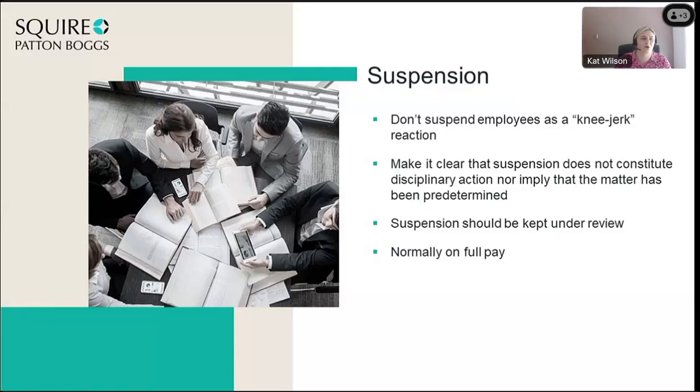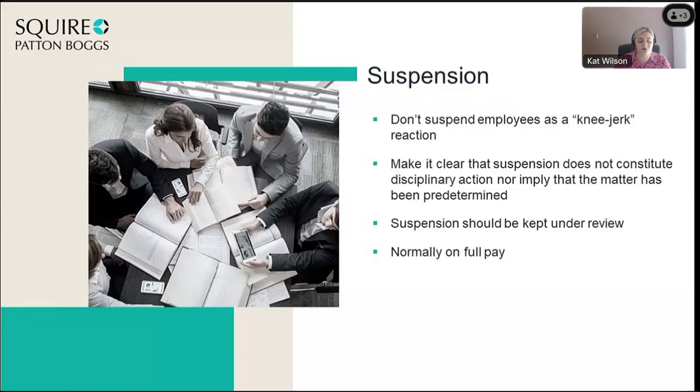What's really important to have in there as well is a point that says the suspension does not mean that you've formed any view about whether or not they've committed the wrongdoing. It's always important to have that in the letter just to make it clear that it's not a foregone conclusion, but you're just doing this so that you can investigate it properly.